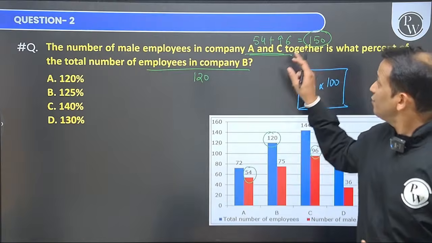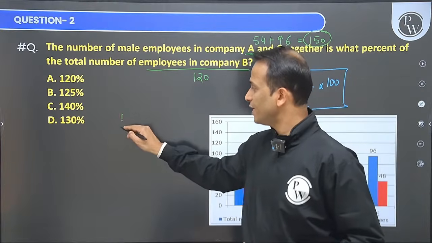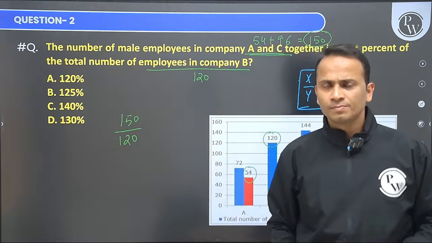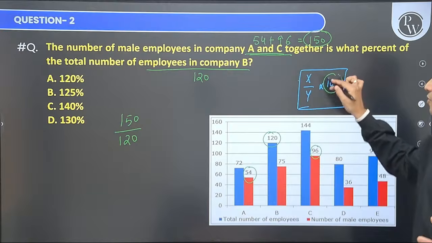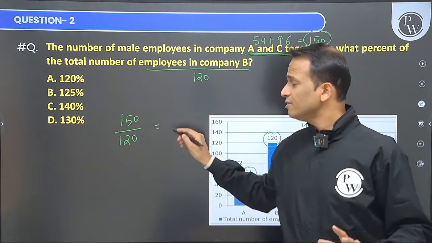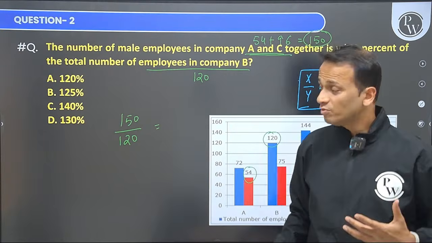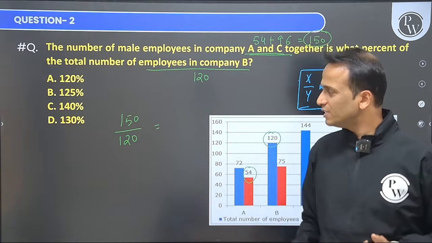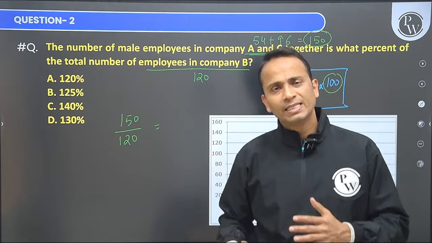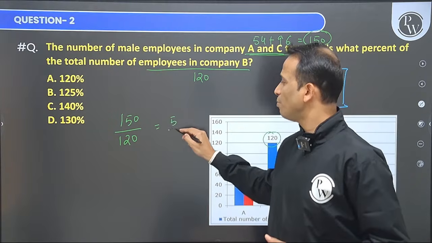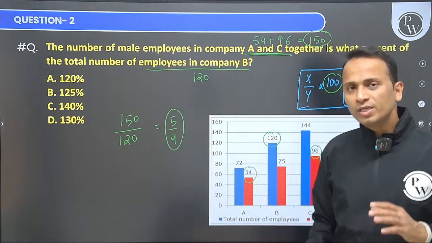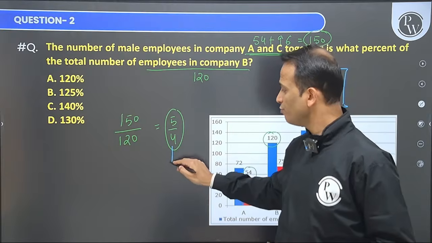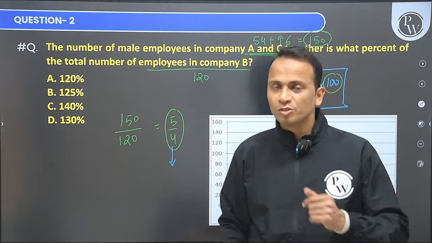Then the first number is what percentage of the second number? 150 is what percentage of 120? I generally don't write 100. I'll leave it as it is and then try to simplify. Try to find out the simplest ratio. Cancel out the common factors. If I cancel out 0, first of all, 15 upon 12, and then cancel out 3, I'll get 5 upon 4. Now you can convert this fraction in terms of percentages. Now 5 upon 4, how can I directly write it in terms of percentages?